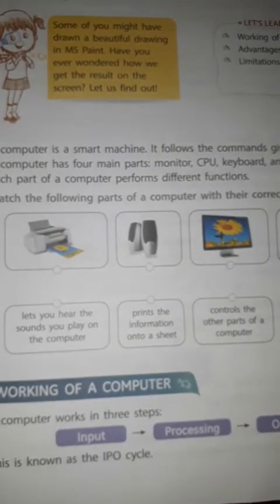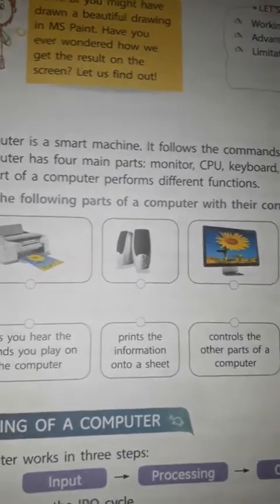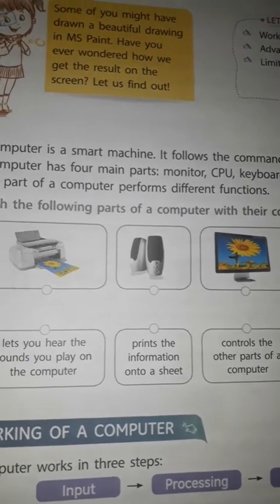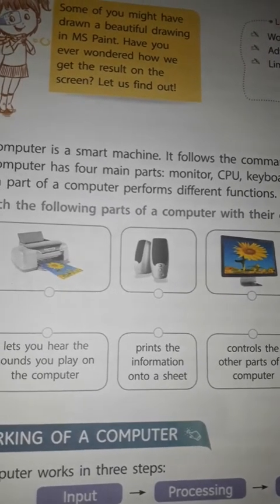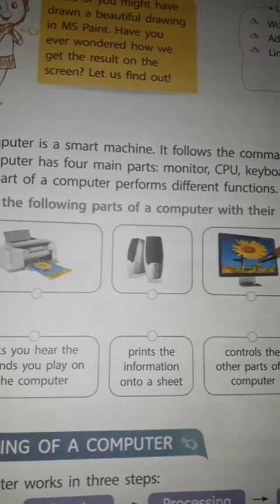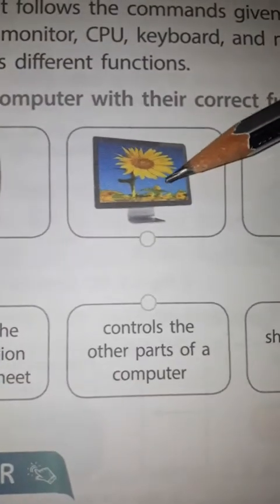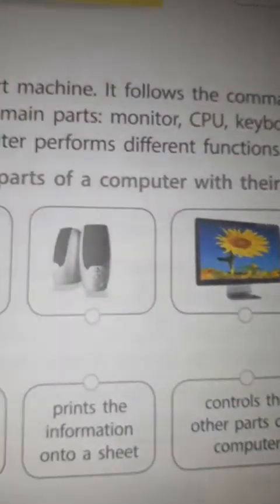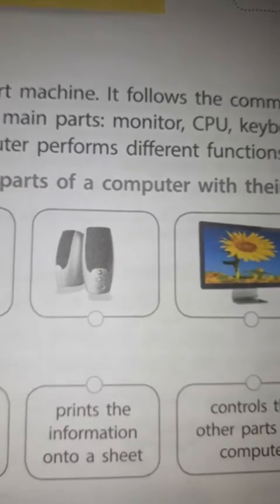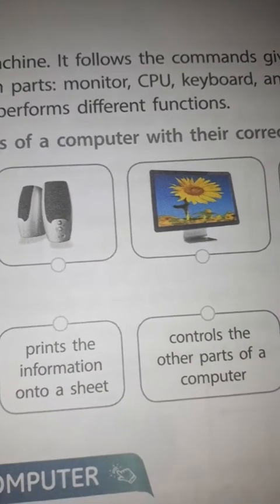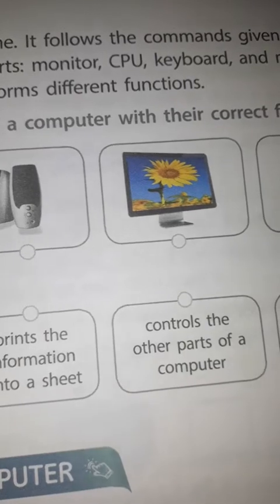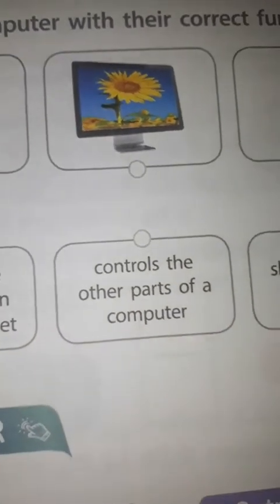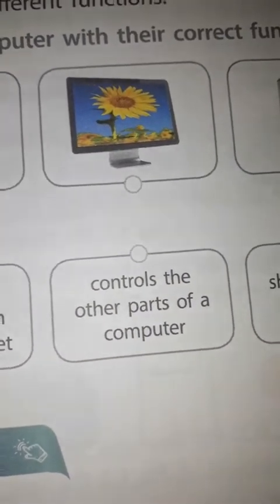Children, as you know that computer is a smart machine and you have learned so many things about the computer in your previous classes. You know children that a computer has four main parts, that is monitor, CPU, speakers, printers and keyboard, mouse, like that. These are the important parts of the computer. Which is the main part of the computer? Yes, that is monitor, CPU, keyboard and mouse. These are the four main parts of the computer.